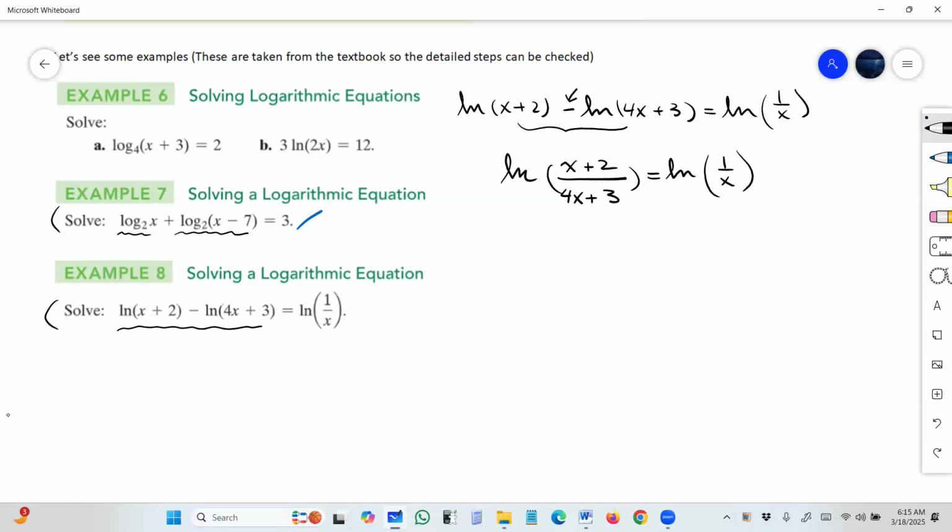Using the quotient property, now it looks pretty good because now look what happens. I have a natural log on the left and a natural log on the right. And if you wanted to, just for you to see that, even though it looked complicated from the beginning, you could write log base e, log base e. So now can you see that you have the same base on both sides?